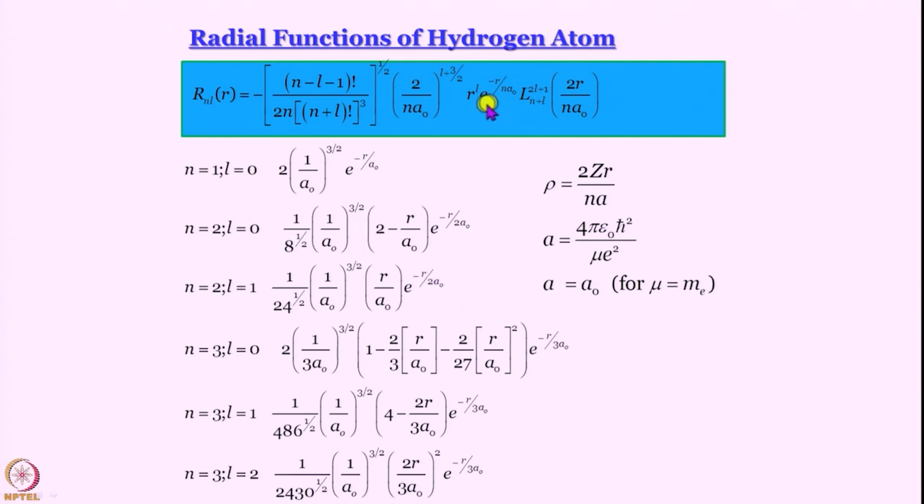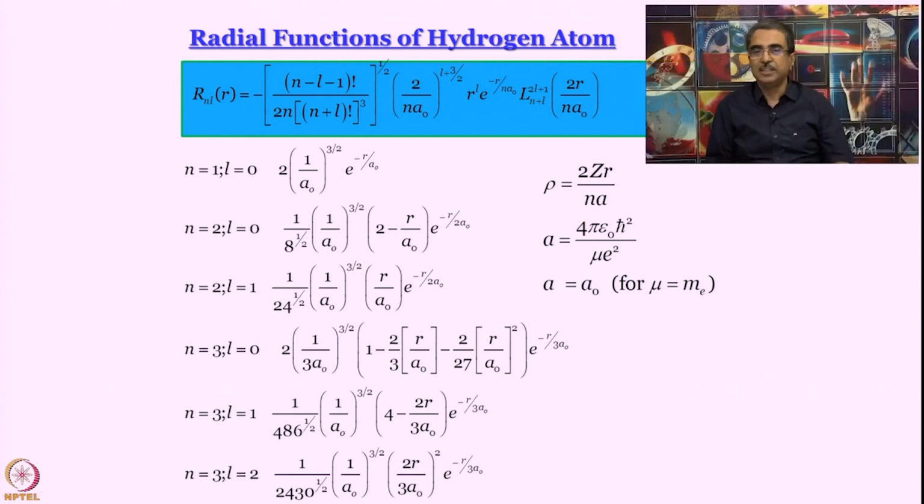Where is that r to the power L term here? Well, L equal to 0, so r to the power 0 is 1. What about here? L equal to 1, so see r by a0 is there. n equal to 3, L equal to 0, now you have a polynomial of second order. n equal to 3, L equal to 1, this has a polynomial of first order, 4 minus 2r by 3 a0, so on and so forth, and we will see how that determines the shapes of these wave functions.